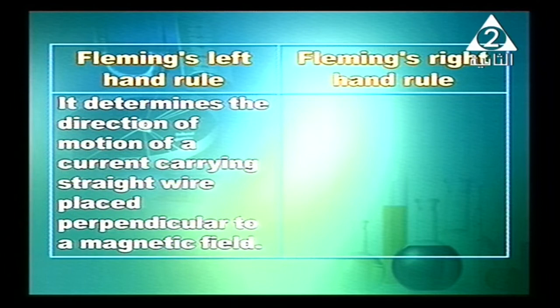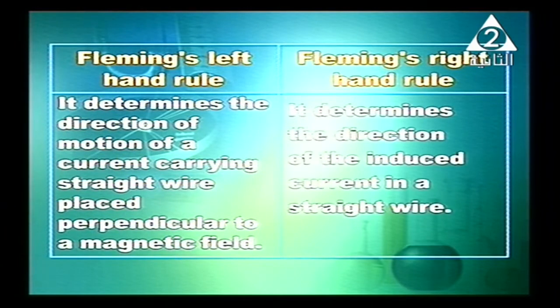Fleming's left determines the direction of motion of a current carrying a straight wire placed perpendicular to a magnetic field. So it is used to determine direction of motion. Fleming's right is used to determine the direction of the induced current in a straight wire.